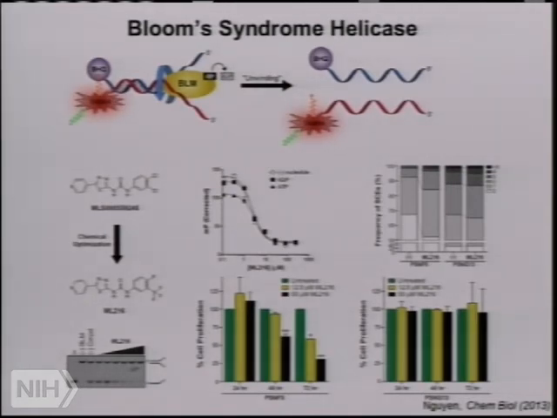Inhibition of Bloom helicase has been shown to lead to increase in sister chromatid exchanges, and this is indeed what we see when we apply this inhibitor. We only see it in cells that have the Bloom helicase and not in cells that lack the helicase, which shows specific on-target effect, and this is the result of cell viability testing using the inhibitor at 2 different concentrations.